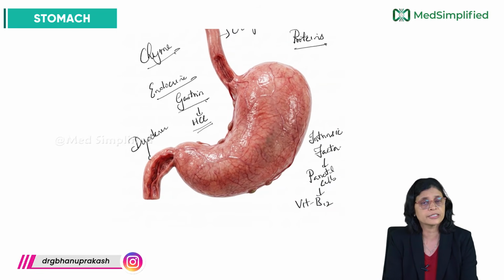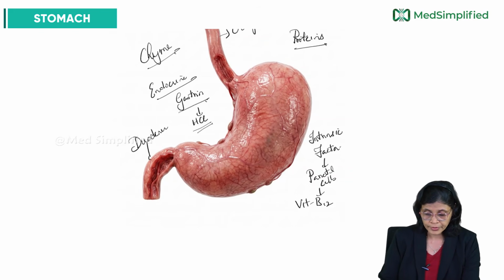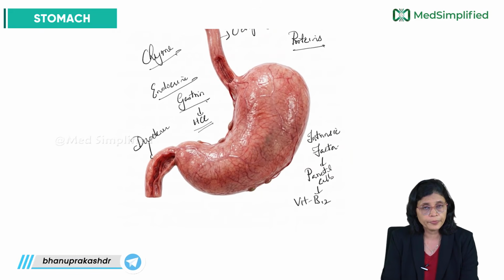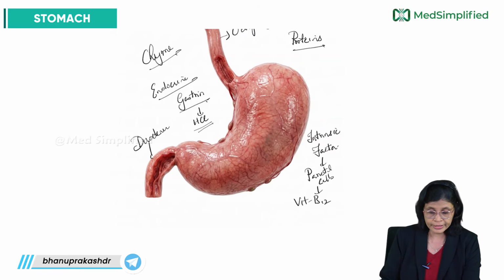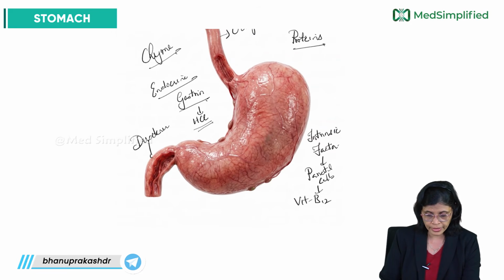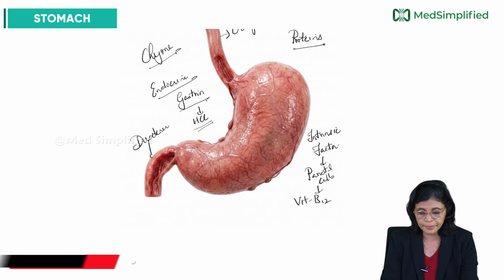Food in the stomach is retained there for about 3 to 4 hours normally. It depends upon the type of food. Carbohydrate is very rapidly emptied by the stomach, whereas protein-rich food is slower, and fatty food is retained for a longer time.